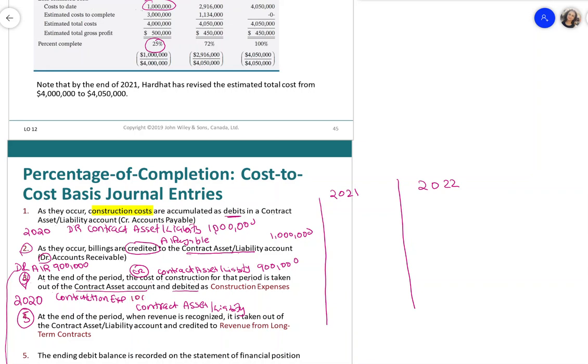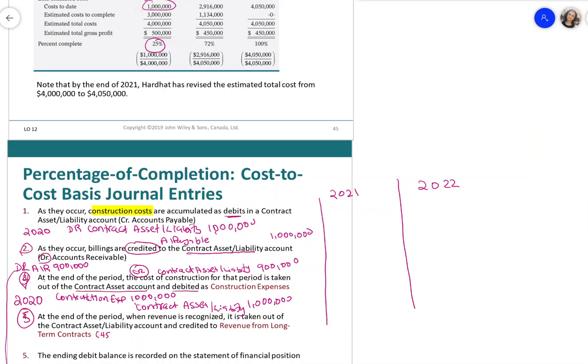$1 million. So what we are going to do is record the construction expense for the $1 million. If we record the expenses, now we're allowed to record the revenue, but we will only be allowed to record 25% of the revenue up to this point, because we can only recognize the project that is completed. What percent is completed? 25% is completed.